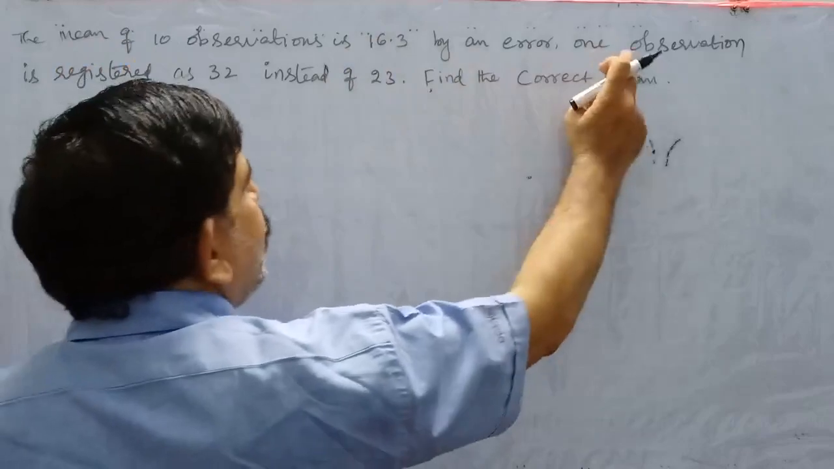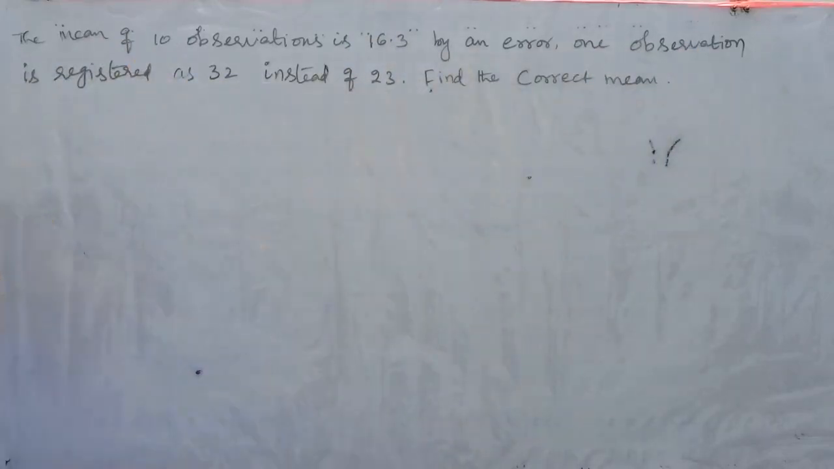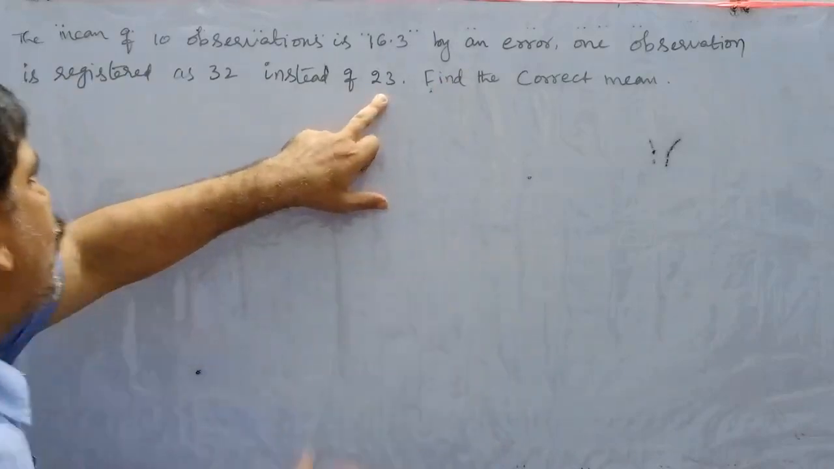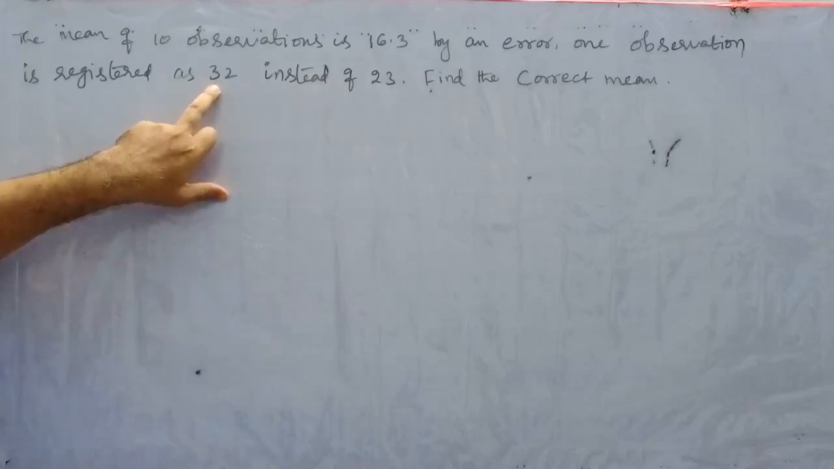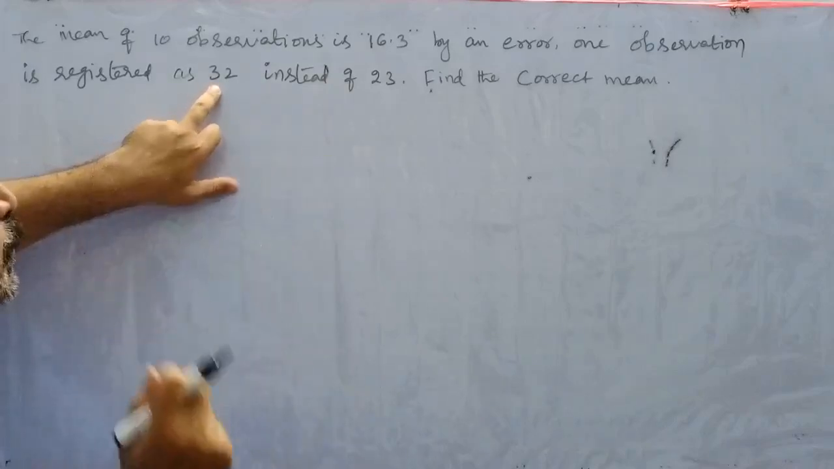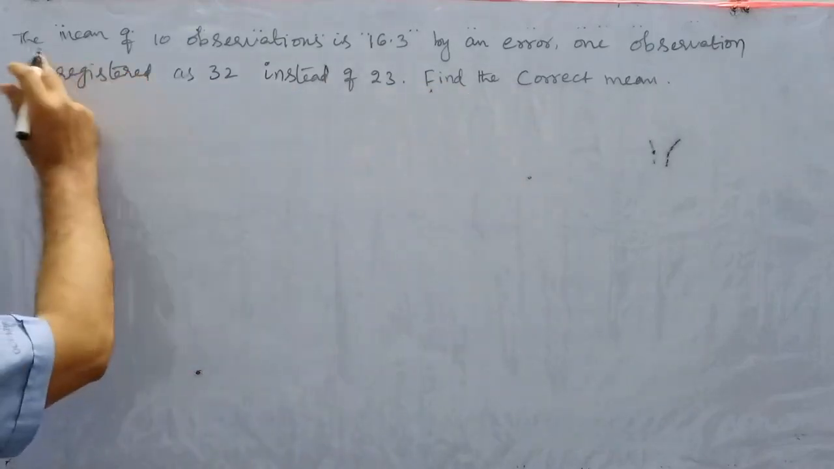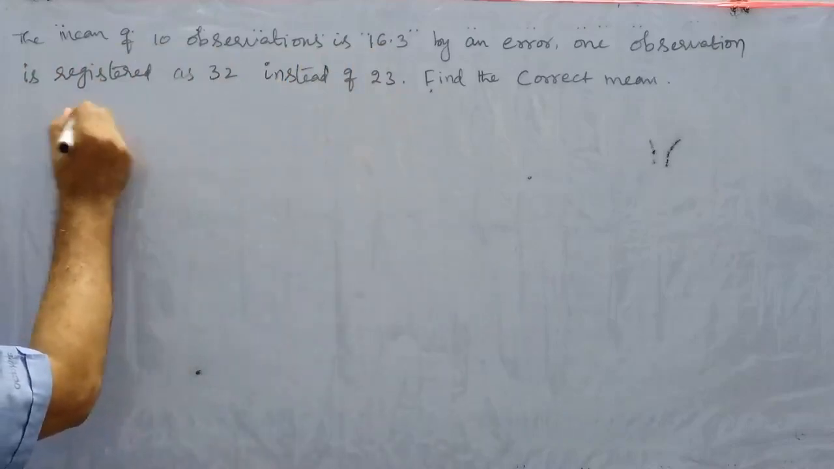By an error, one observation is registered as 32 instead of 23. So what is the actual observation? 23. It is registered as 32. So how much is it more? 9 is more. So find the correct mean. Now see here.